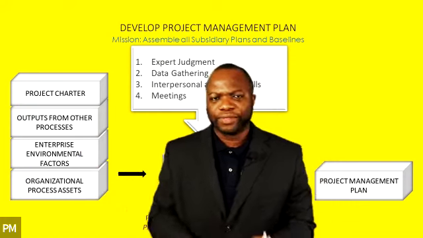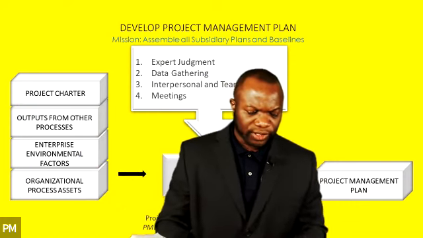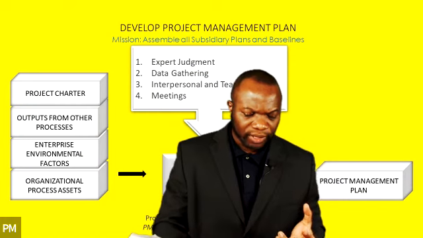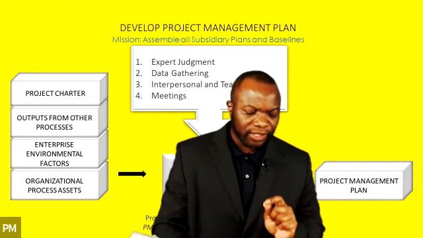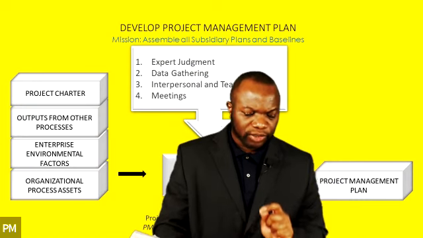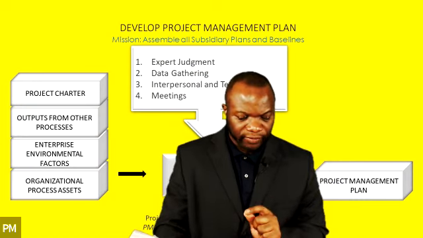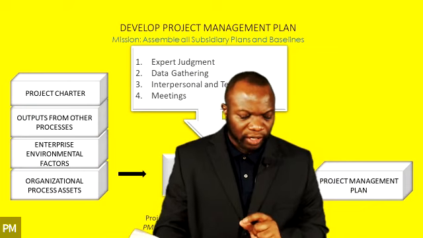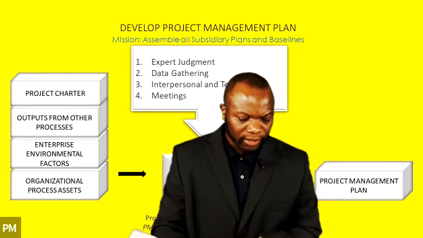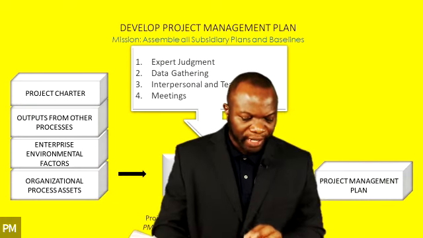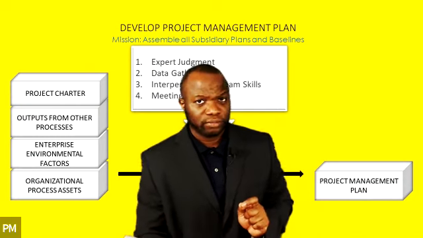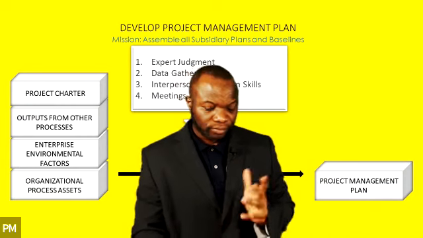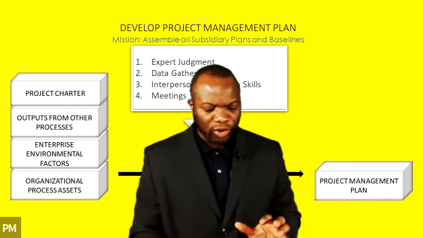Are you following what I'm saying? So outputs from other processes is really all these plan components. And it says consolidating them into an integrated project management plan. The key benefit of this process is the production of a comprehensive document that defines the basis of all project work and how the work will be performed. Did you see that? So that's really what we're trying to do here.